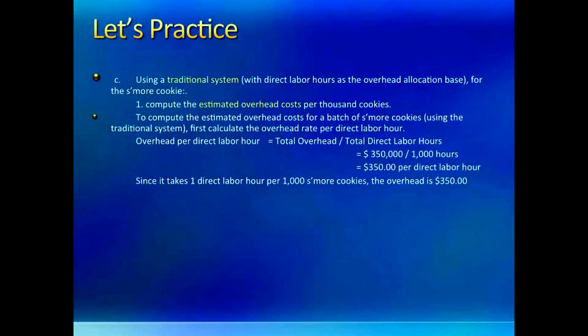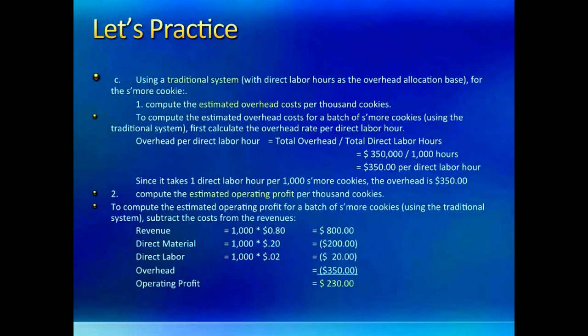In the next question, we get the profit on product S under the traditional system. Remember, the sales revenue, the direct material and direct labor cost will all remain the same. Only manufacturing overhead will change. Here, we charge an overhead of 350 and get a profit of $230 per batch.